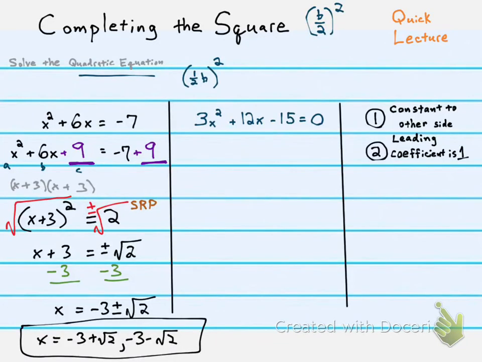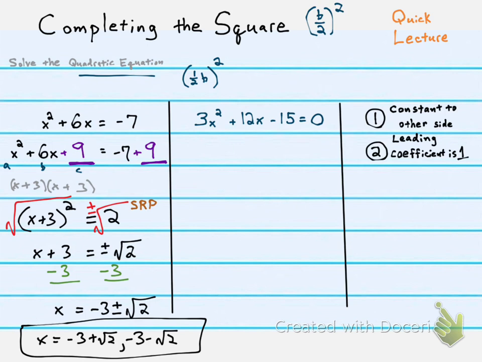Let's look at a completing the square example that does not have the constant on the other side and does not have a leading coefficient of 1. Right here in the middle, you can see this quadratic equation. The constant is minus 15, and it's over here with the variable terms. So we want to get rid of it on the left. We want it to be on the right.